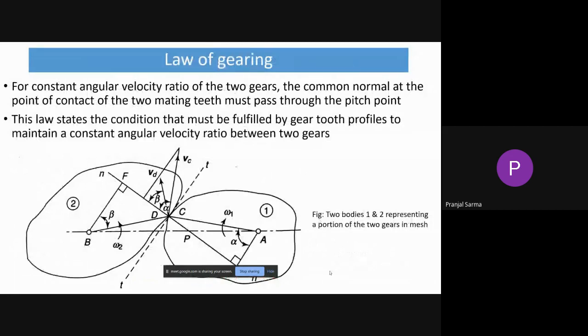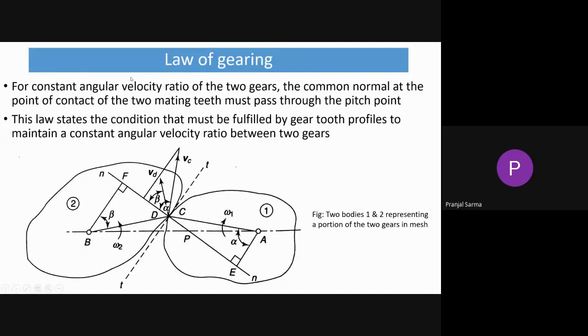Up to this part, I hope there is no confusion. If there is any, you can ask. If not, we'll move ahead. Just let me know. The screen is visible, right? Yes, sir. No doubt, sir.